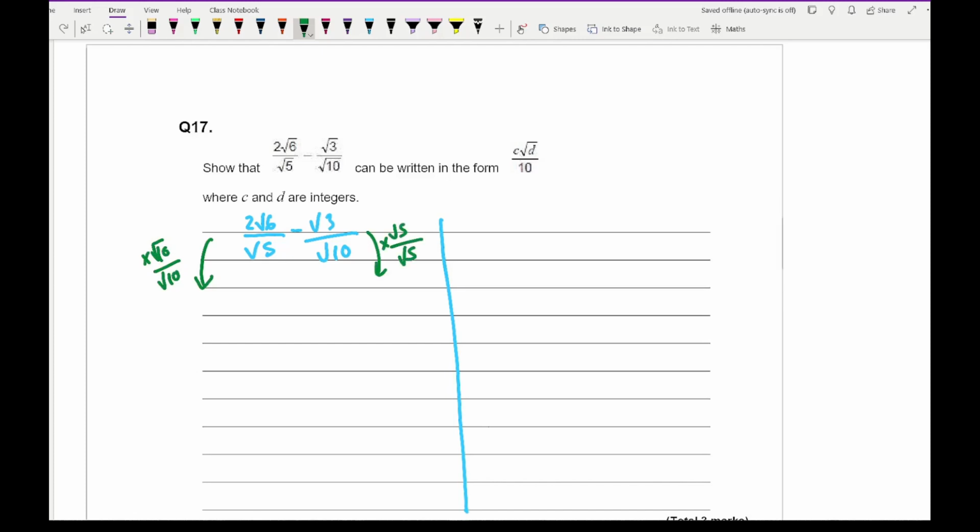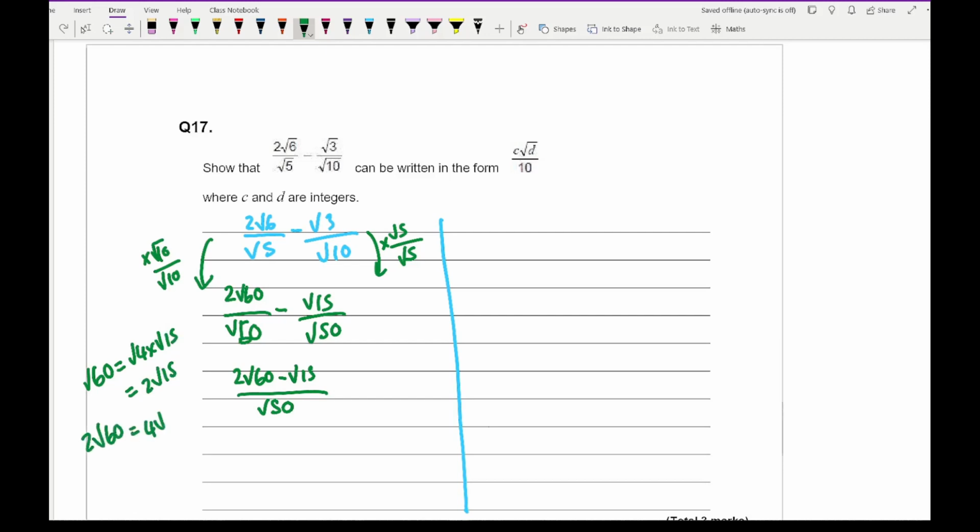So what I end up with is 2 root 60 over root 50, minus root 15 over root 50. And now I've got a common denominator, so I've got 2 root 60 minus root 15 over root 50. Then from this, I should notice that root 60 is root 4 times root 15, which is 2 root 15. And so 2 root 60 is going to equal 4 root 15.